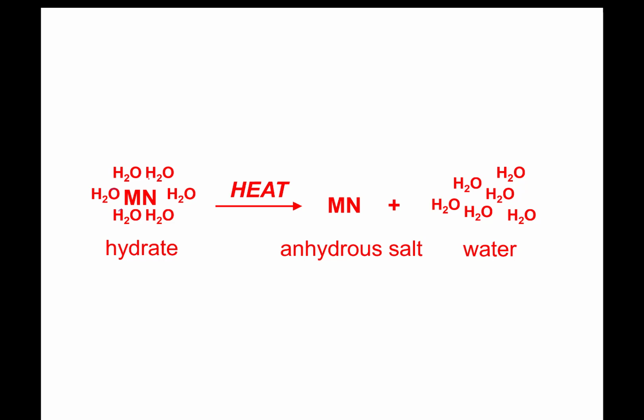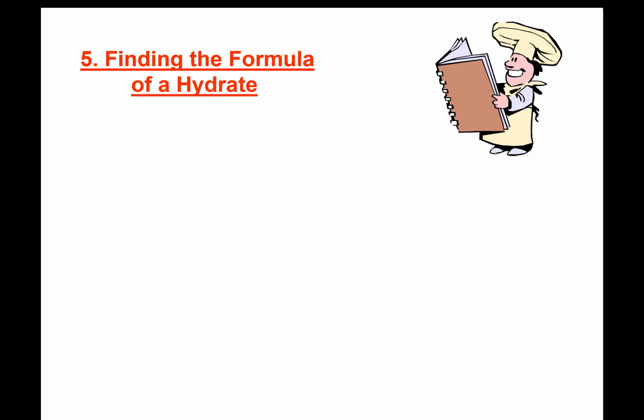So you end up, after heating, with your salt that doesn't have water, but also you're going to have water separate from the salt. So that's what you're doing when you're talking about a hydrate and you're adding heat and then you're separating the water from the salt. So how do we find the formula?